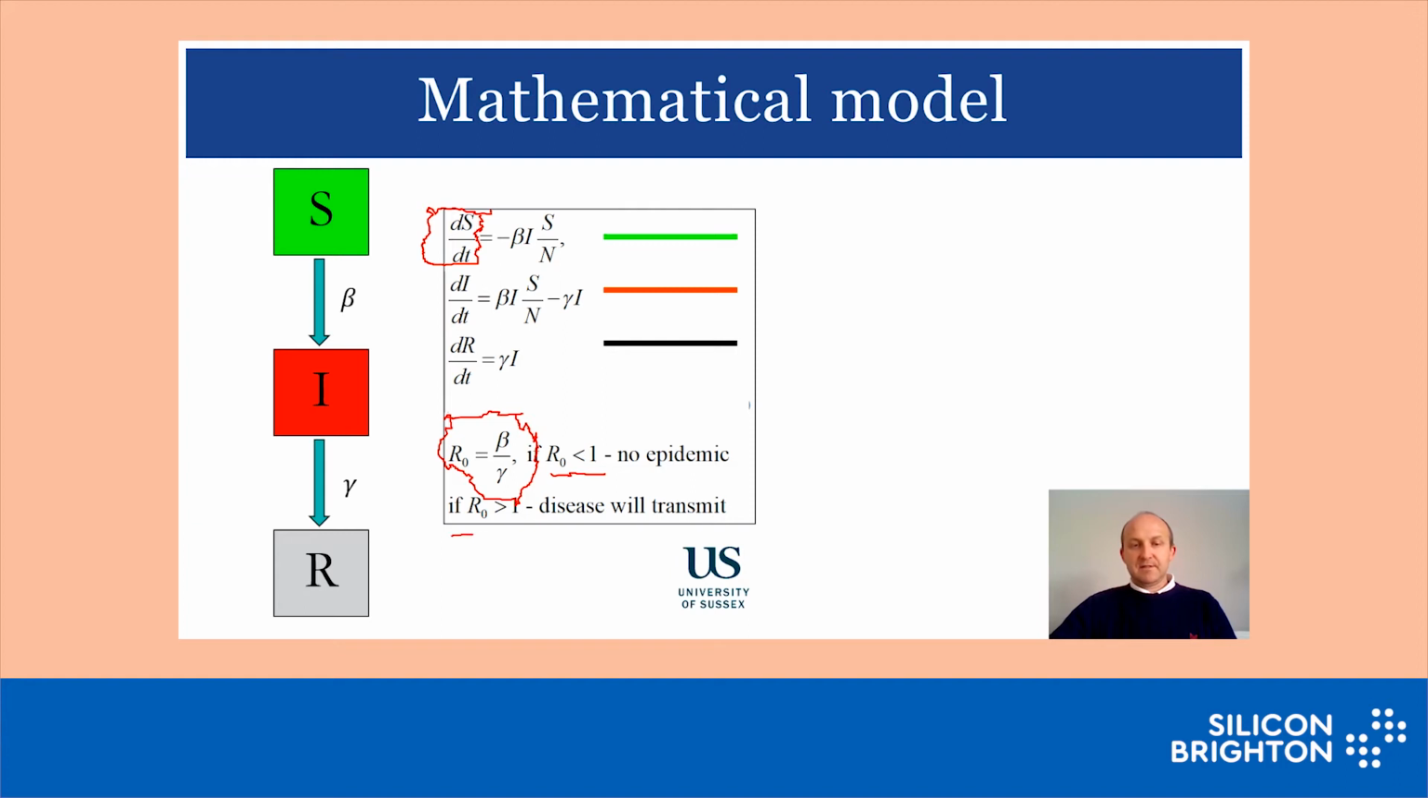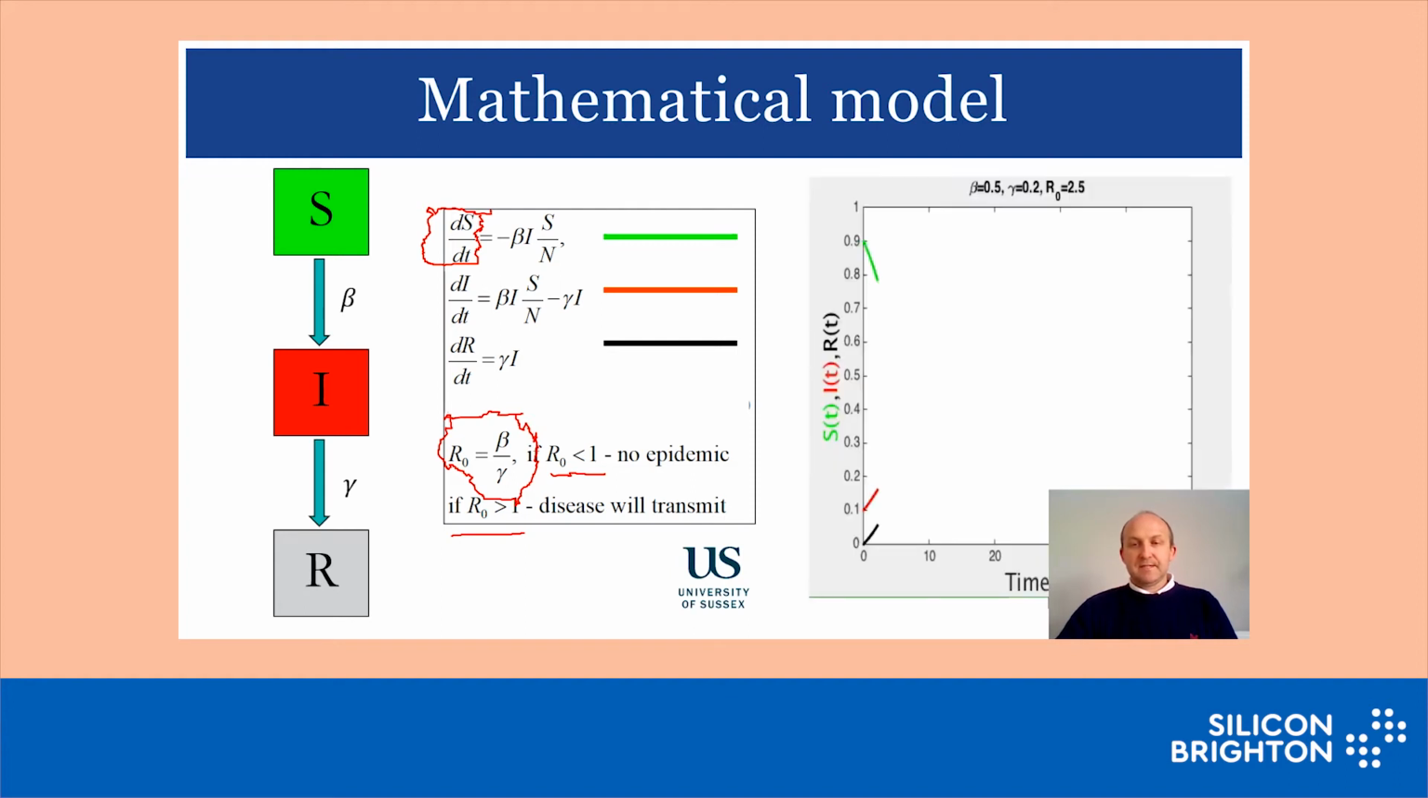However, if R0 is greater than 1, then an epidemic will happen. So let us see what this mathematical model tells us if we simulate it. As you can see, the red curve is the epidemic curve. So we had an initial increase, a peak, and then the epidemic is becoming less and less potent, and the number of infected goes to 0.